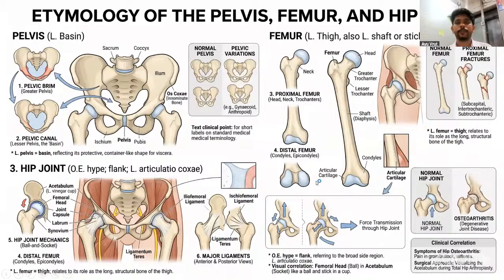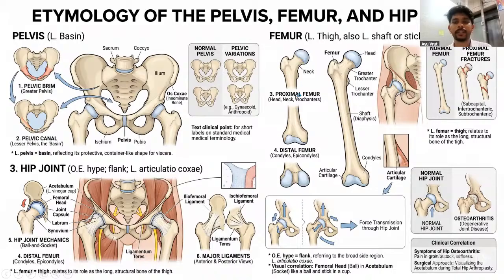So before starting this thing, we should know that pelvis is also called basin in Latin. In femur, the Latin means thigh and the lateral shaft, and hip joint means hip or flank, as we can see in this image. This is an image of a femur.